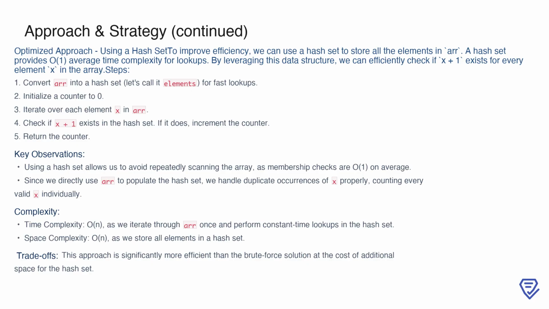The key insight here is that by using a hash set, we eliminate the need to repeatedly scan the array. This reduces the time complexity to O(n), as we only iterate through the array once and perform constant time lookups. The space complexity is O(n) as well, due to the hash set. While this approach uses more memory, it's a worthwhile trade-off for the significant gain in efficiency.